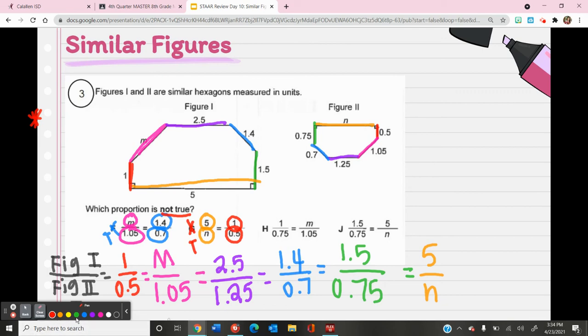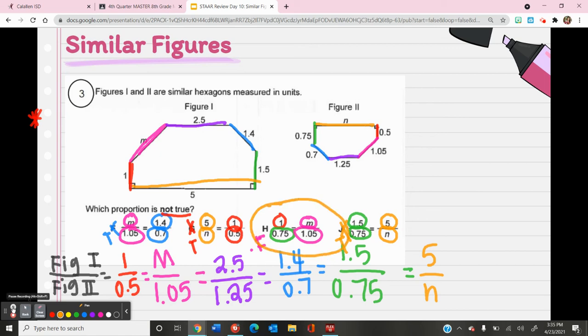Then for H, we have 1, which is red, and I have 0.75, which is green. Then I have M, which is pink, and 1.05, which is pink. So here, this proportion is false. So this is the one that is not true, but let's still check J. So for J, I have 1.5, and I have 0.75. And this is equal to 5, which is orange, over N, which is orange. So here, this statement is true, therefore that one is not my answer. And again, H is my answer.